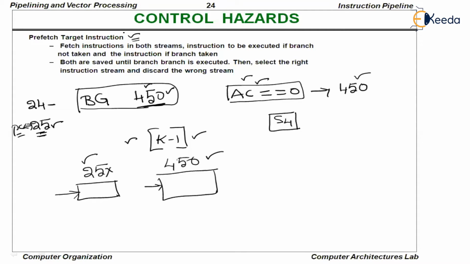This is what prefetching the target instruction means: fetch the instruction in both streams, one not taken, one taken. The non-taken instruction address will be your program counter value. The taken instruction address is available in the address part of the instruction. Get both instructions; both are saved until the branch is executed. Then select the right instruction. Once the condition is evaluated, hold one instruction and leave the other. Let us say the condition is satisfied: you hold 450 and leave the 25th instruction. This is how time gets saved when we prefetch the target instruction.